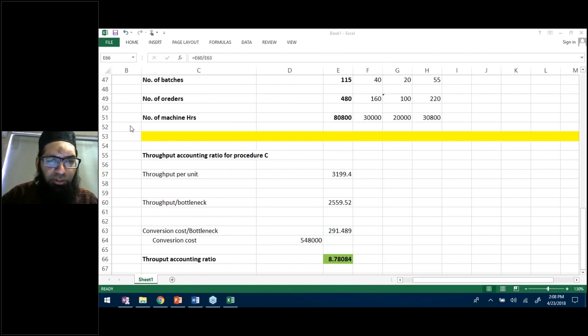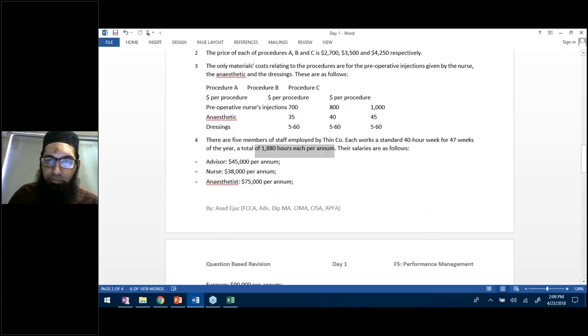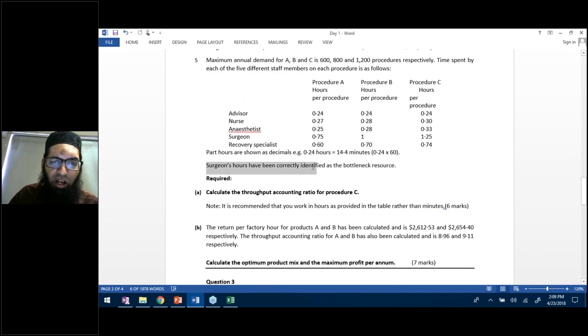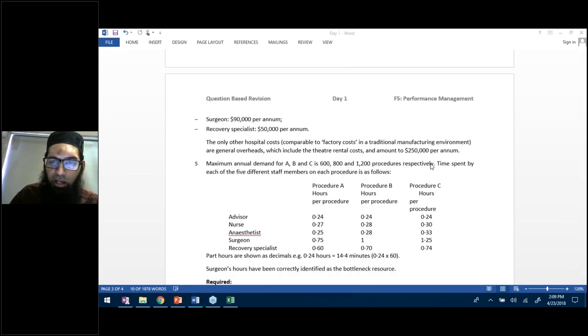Sal has asked a question: a total of 1880 hours each per annum, how will we know that this is the bottleneck resource as it is not mentioned here? Okay. So Sal, if you can read the information carefully, it says that the surgeon hours have been correctly identified as the bottleneck resource. So we know that the number of surgeon hours will be the bottleneck. Now, how many hours have surgeons worked?